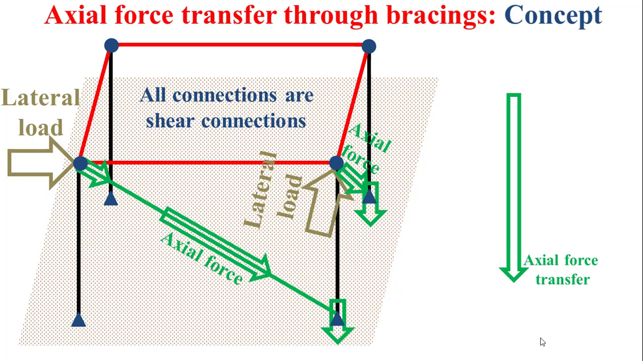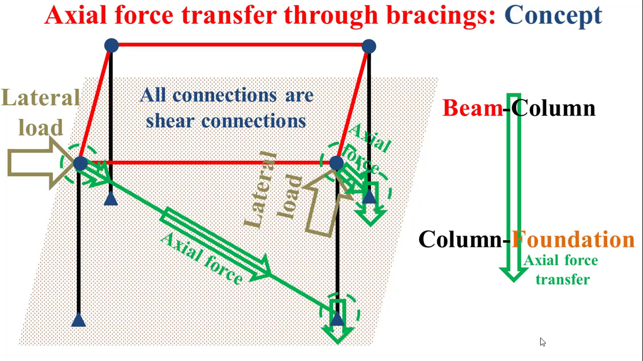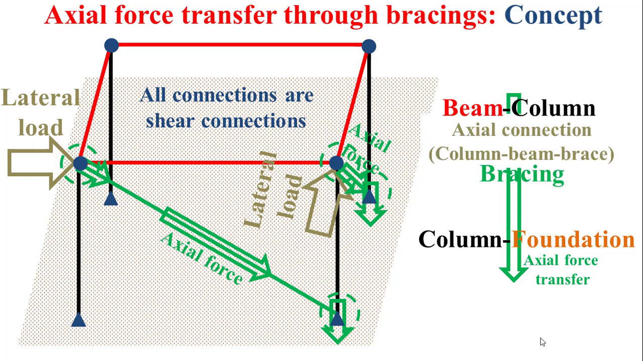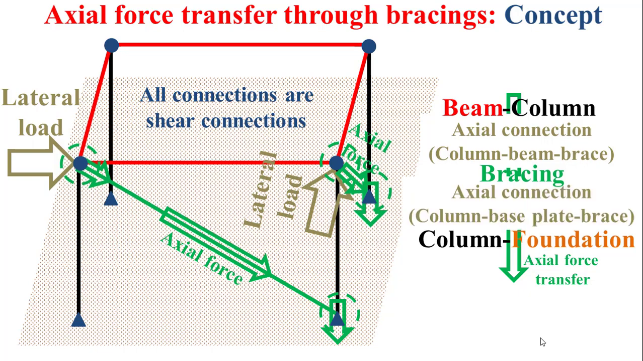Thus, the axial force transfer should be directly carried out from the beam column intersection to the column foundation intersection via the bracing. In order to ensure a correct axial force transfer, we have to add an axial connection column beam brace between the beam column intersection and the bracing, and also we have to add an axial connection column base plate brace between the bracing and the column foundation.